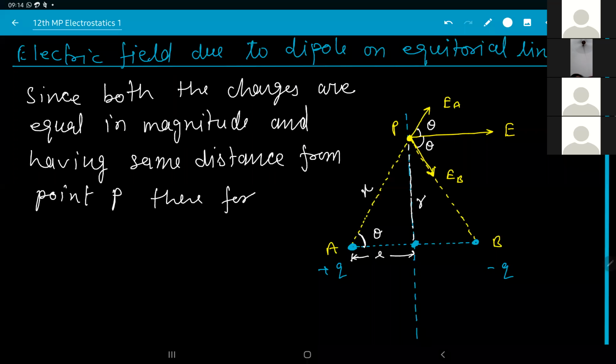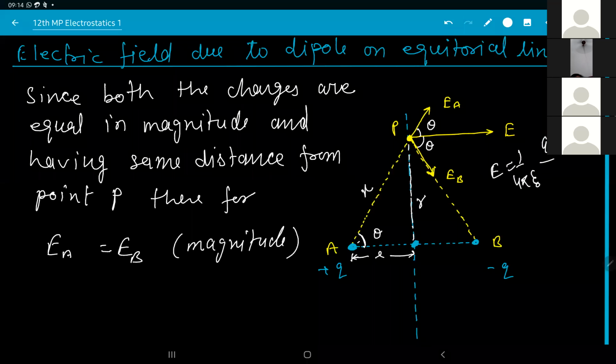Okay, therefore EA will be equal to EB according to magnitude. Since this distance, see, what is the formula of electric field? It is E equal to 1 by 4 pi epsilon naught Q by R square. Okay, at this point, the electric field due to this charge is EA. Electric field due to this charge is EB. Since both the charges are equal in amount and having the same distance from P, that's why the magnitude of electric field A and electric field B will be same, only in magnitude.